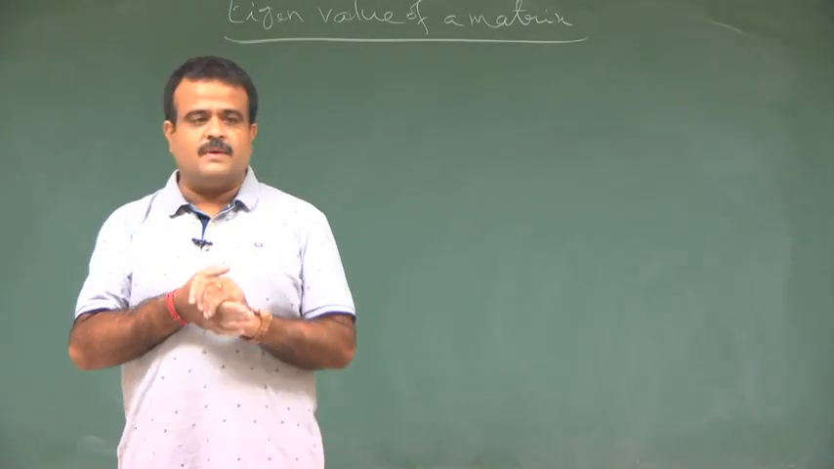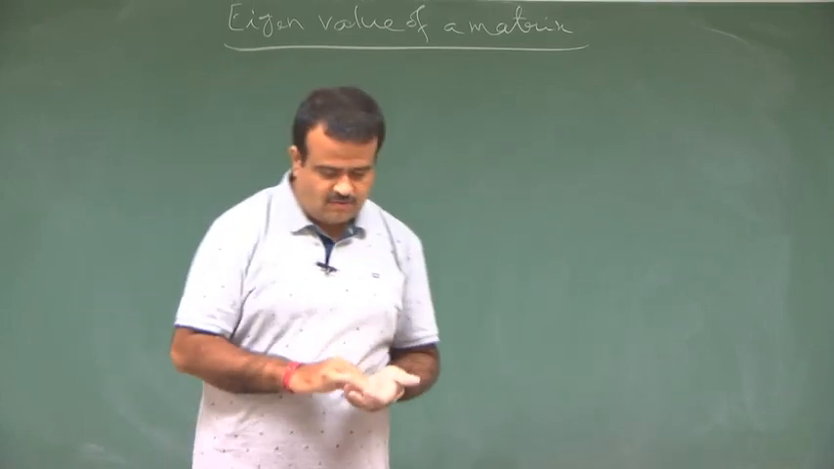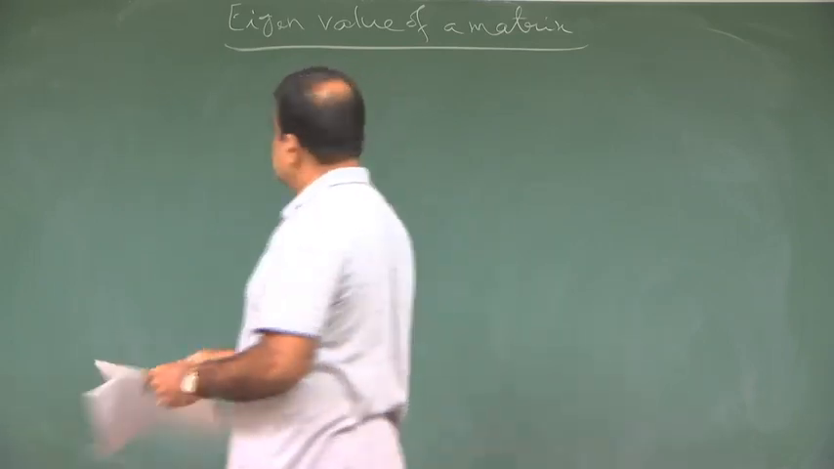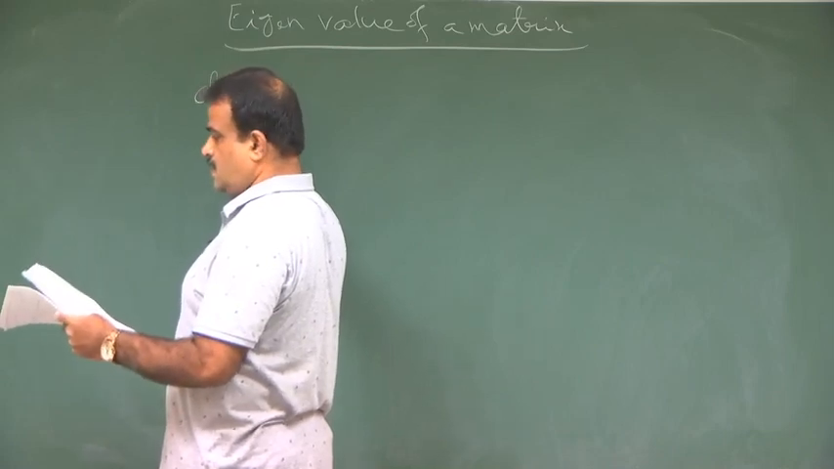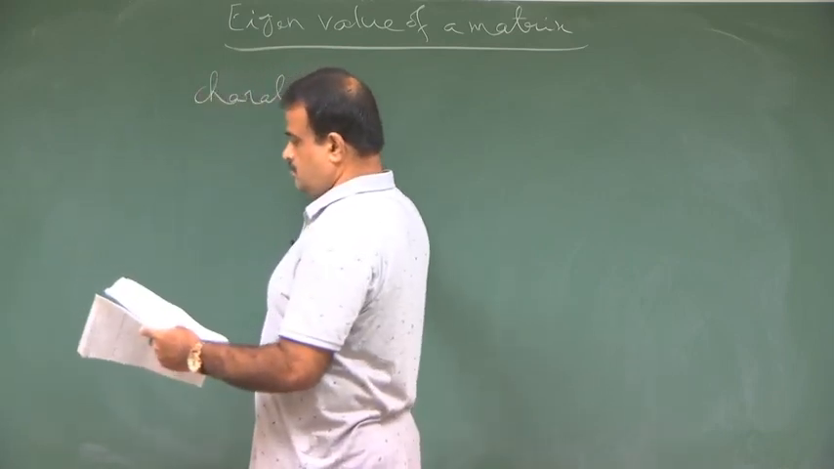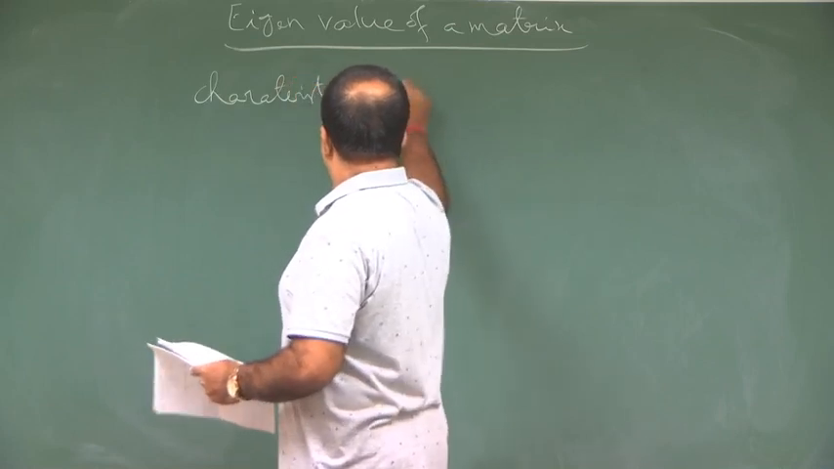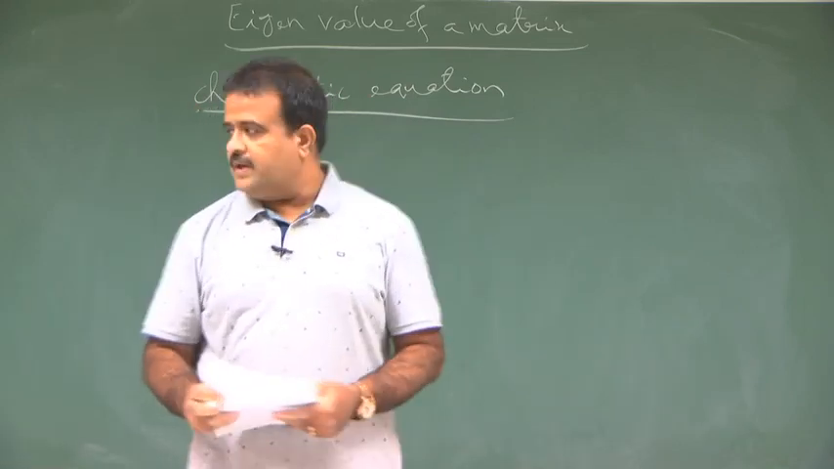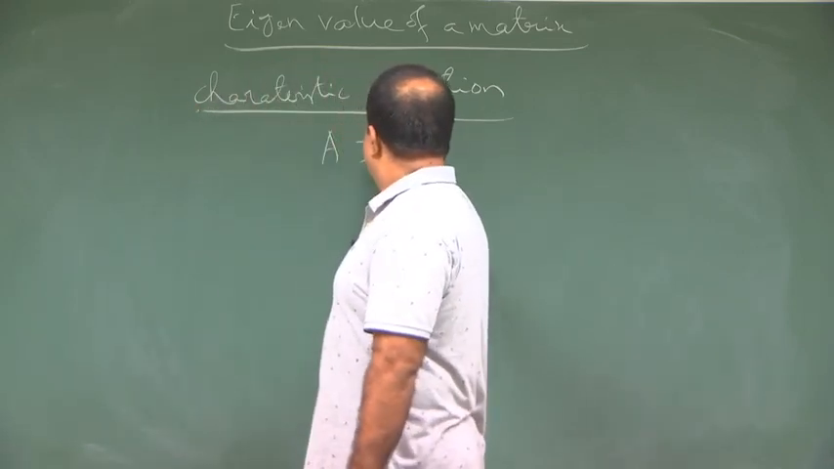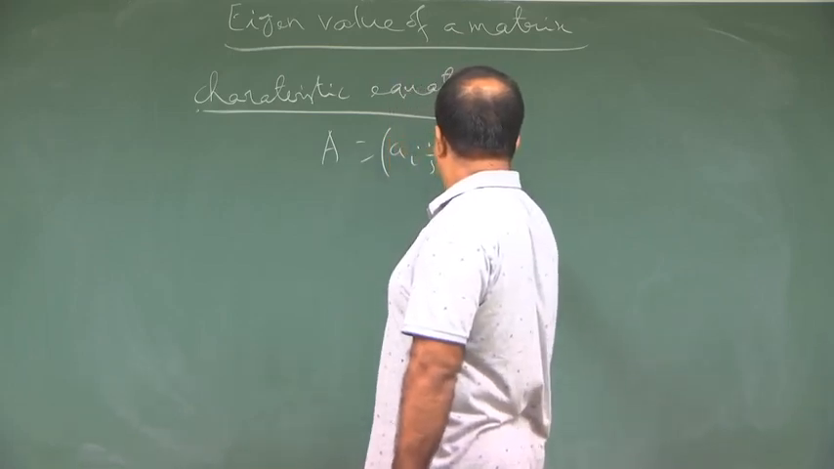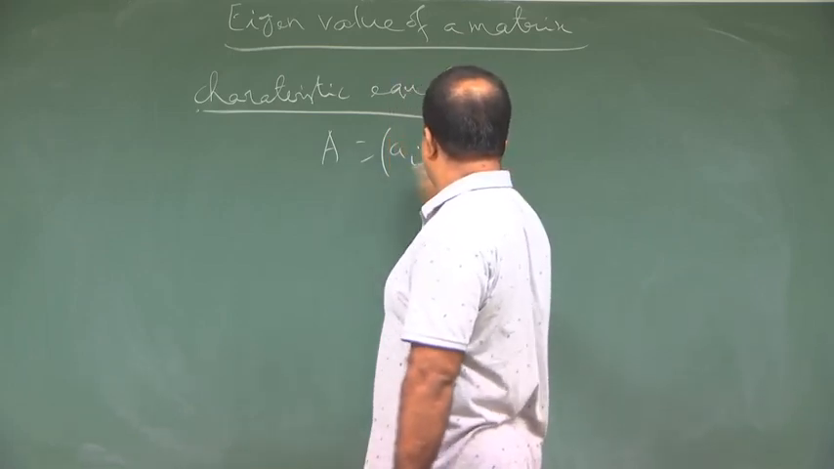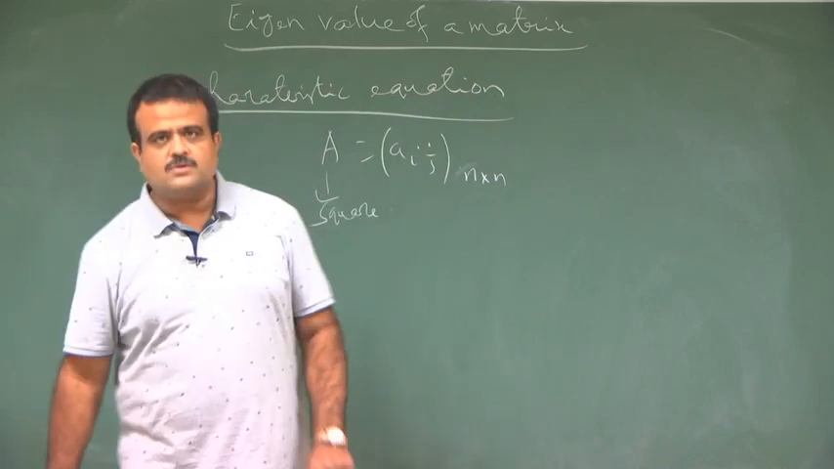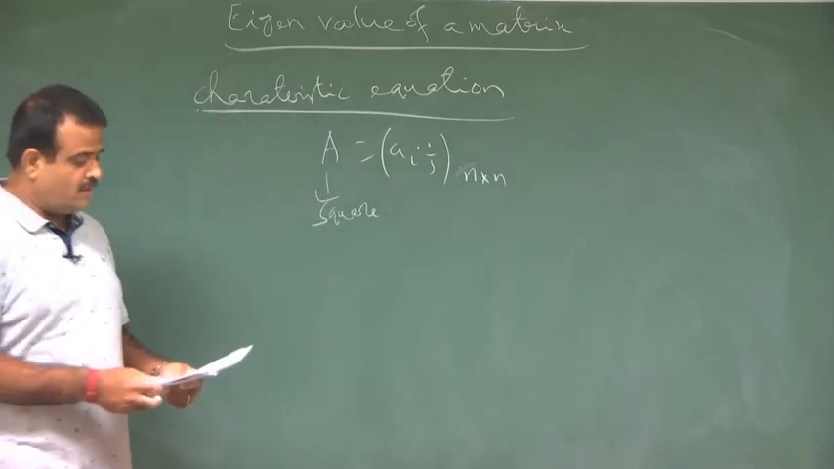Okay, so we'll talk about eigenvalue, eigenvector of a matrix. For that, we need to first define what we mean by the characteristic equation of a matrix. Suppose you have a matrix A, which is A_ij. This is a square matrix, n cross n matrix. So, A has to be a square matrix.